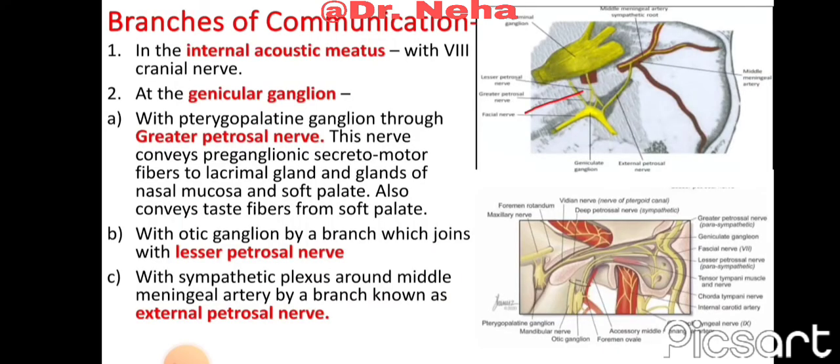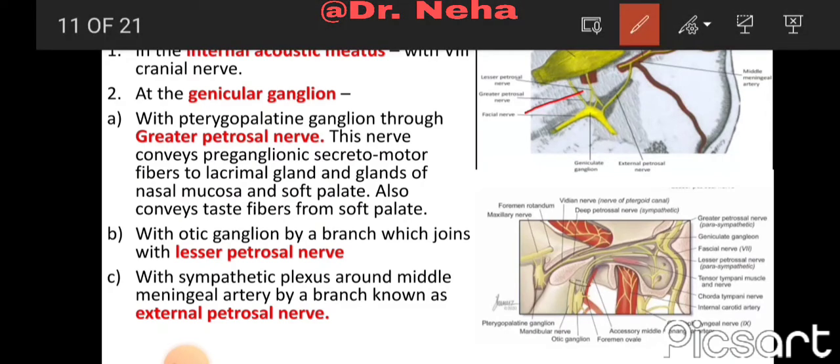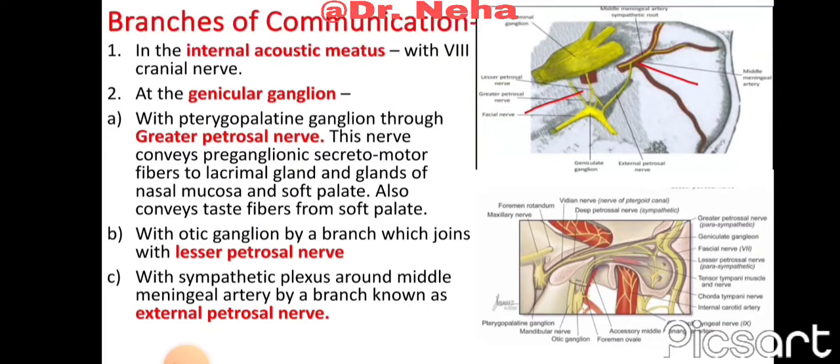Now the next nerve arising from the genicular ganglion is the lesser petrosal nerve. This lesser petrosal nerve relays in the otic ganglion and thereby supplies the parotid gland. Next, the third branch arising from the genicular ganglion is the external petrosal nerve. This external petrosal nerve forms a sympathetic plexus around the middle meningeal artery. So in the diagram we can see this is the external petrosal nerve, which is forming a plexus around the middle meningeal artery.